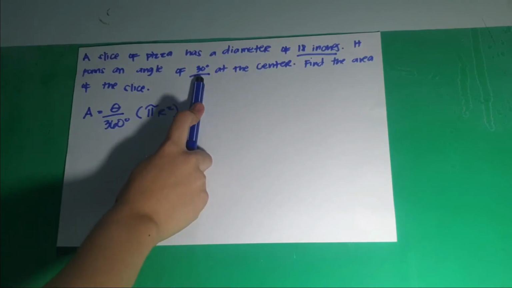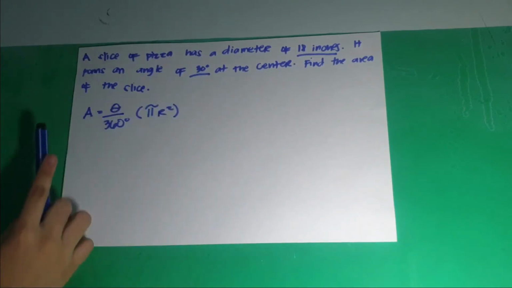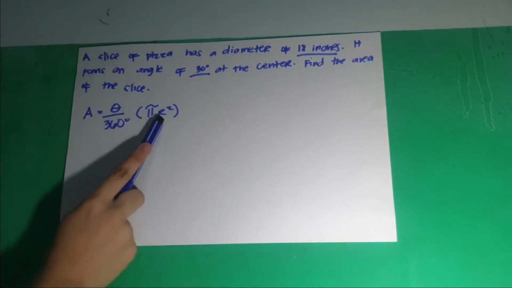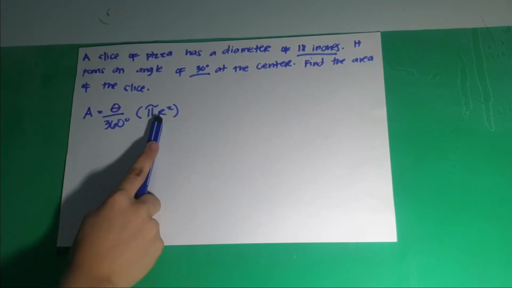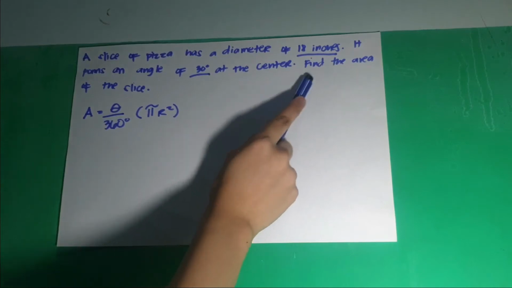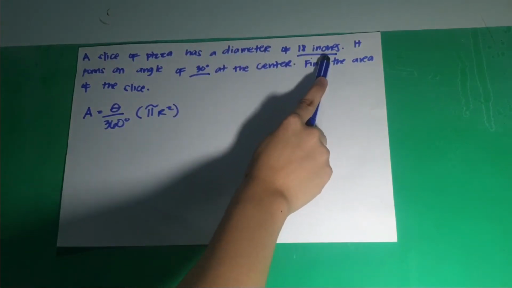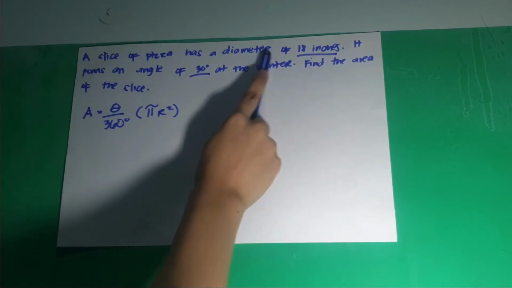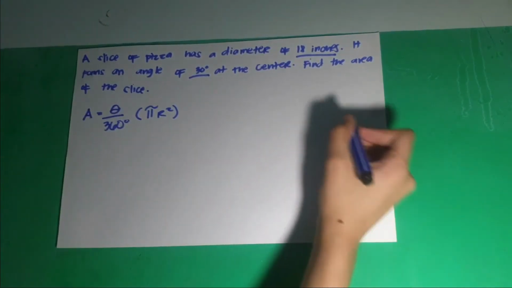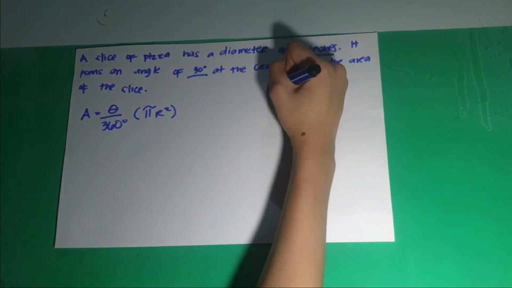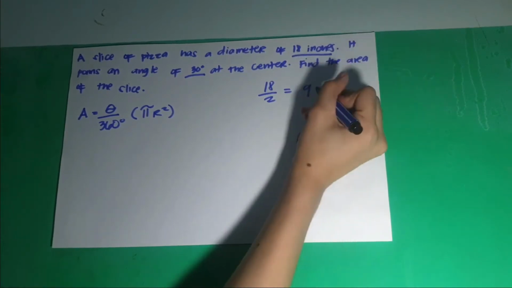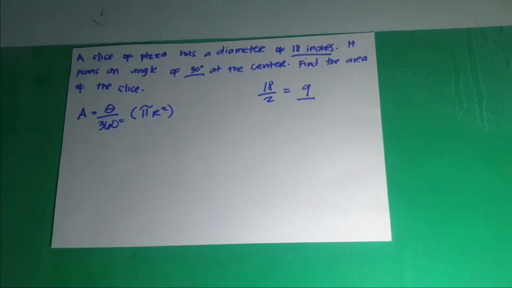To find the area of the sector, we must use the formula A equals theta over 360 degrees times pi r squared. r is the radius, and we don't have the radius in our given, so we must make our diameter into radius. To get the radius, we must divide the diameter by 2. Therefore, 18 divided by 2 is equal to 9. So, our radius is 9.